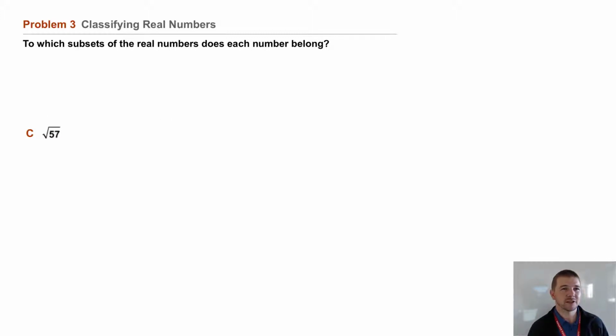Part C, the square root of 57. So a moment ago we saw that anytime we have a radicand that's not a perfect square, that number will be irrational. So we can state the square root of 57 is an irrational number since 57 is not a perfect square.